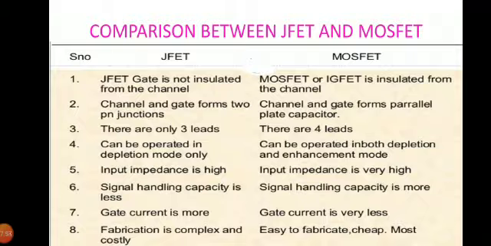The signal handling capacity is less in JFET, whereas the signal handling capacity is more in MOSFET. Gate current is more in JFET, whereas gate current is very less in MOSFET. The fabrication of JFET is complex and costly, and MOSFET is easy to fabricate and cheap.